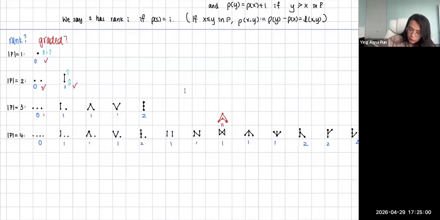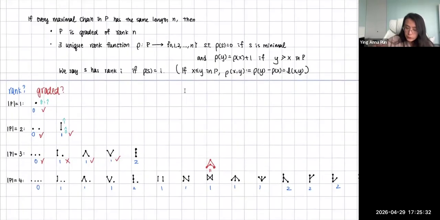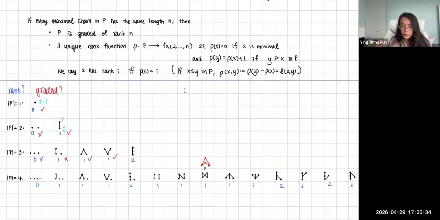So this is graded. This one is not graded because this is a chain itself, a maximal chain, and it's not the same length. This one still has a unique rank function, right? Sorry, that example. Necessarily, you can be non-graded and still have a unique rank function, right? No, so if you are graded, then you will have a unique rank function. But here you cannot, right?